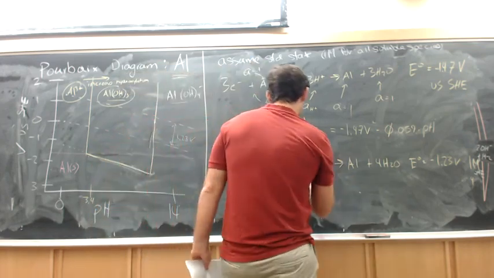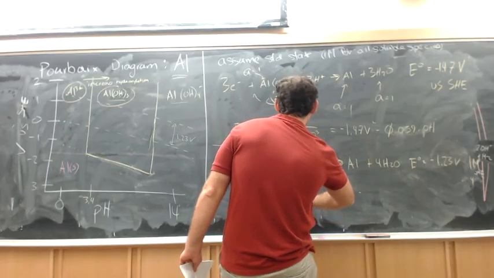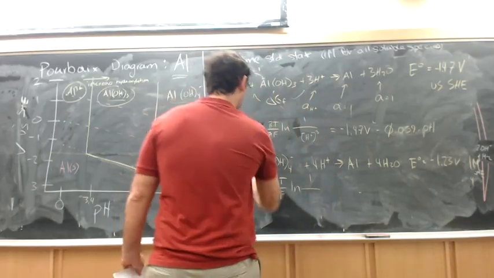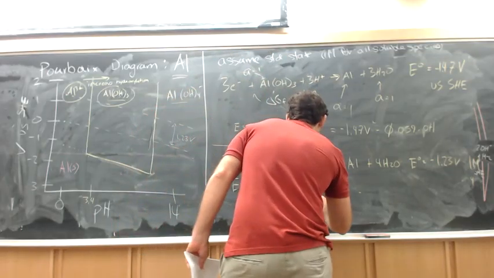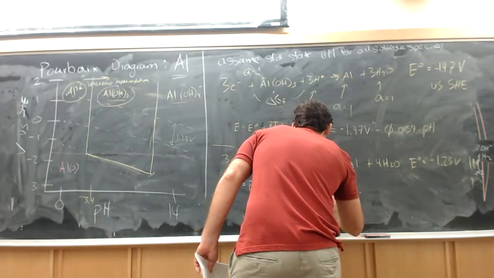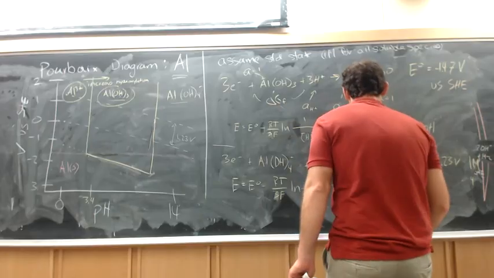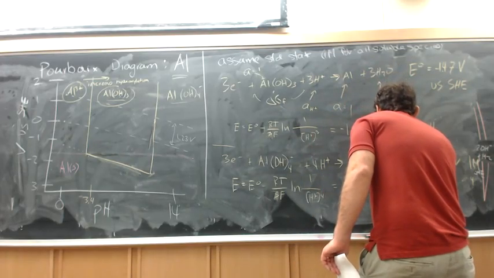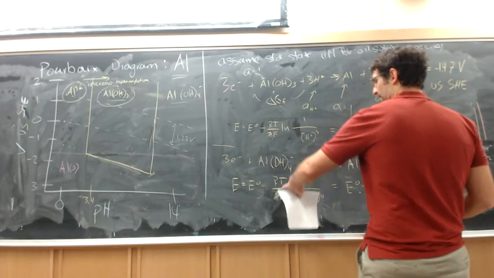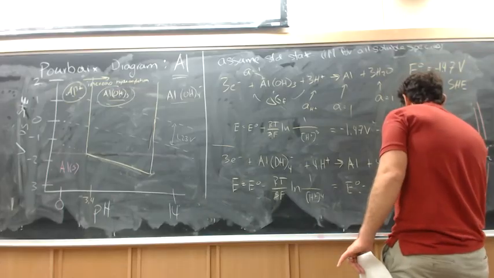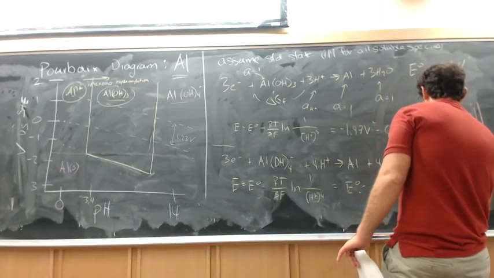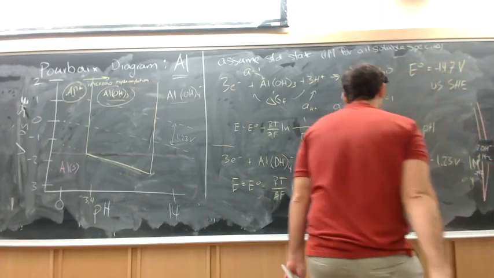And so I basically have, again, 1 over N. What was N again? 3. And H plus to the 4th. So that's going to be E naught minus 0.059, but now I have 4 over 3 times pH. There you go.